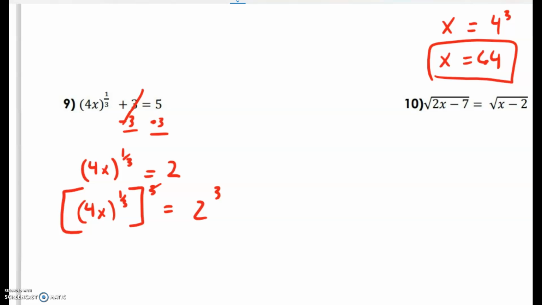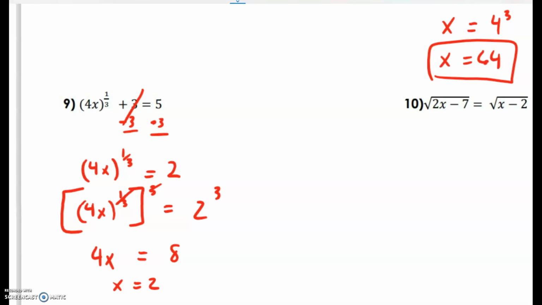So remember, 1/3 times 3 is just 1. So that's the reason why we're doing that, to get rid of the fraction exponent. So I have 4x is equal to 2 to the third, which is 8. Divide both sides by 4, and we're going to get 2.